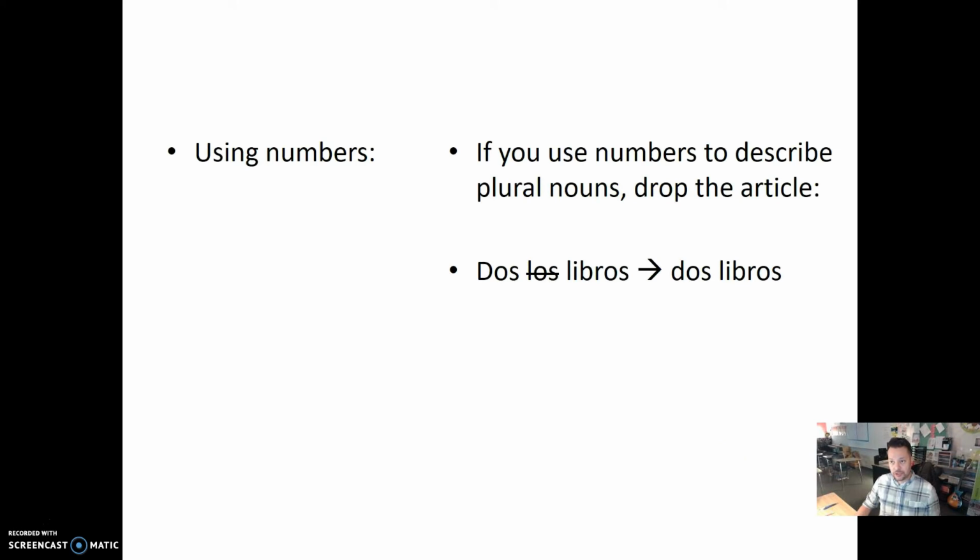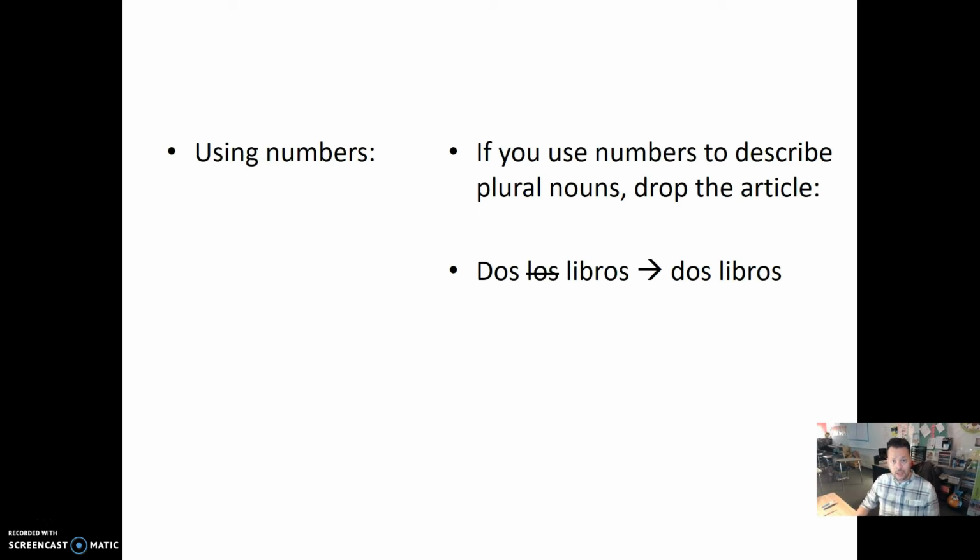Sometimes you have to use numbers plural wise. And so if you want to say numbers to describe plural nouns, you're going to have to get rid of the el or the la or the los or the las completely. That's why you don't say dos los libros. Drop the los and just say dos libros. Cinco plumas, 5 pens. You don't say cinco las plumas. Get rid of the las completely, and you just have cinco plumas, 5 pens right there.